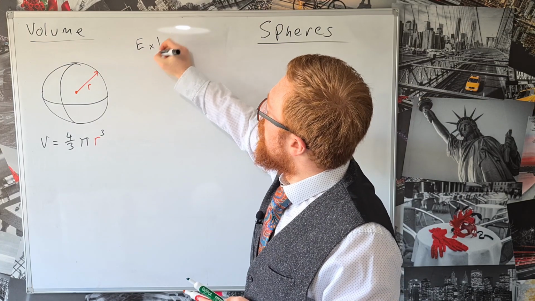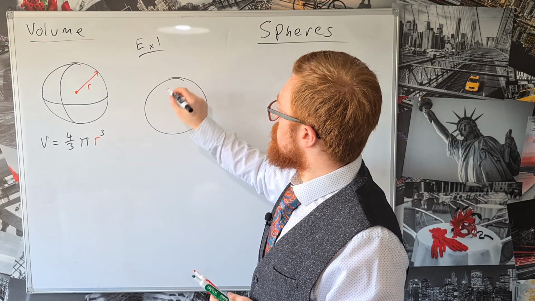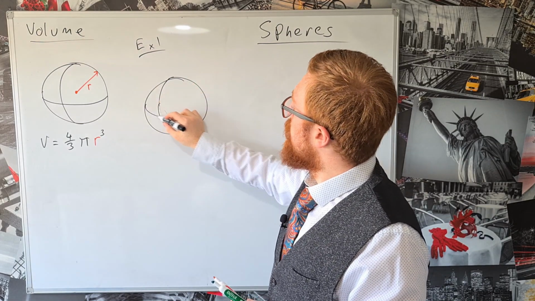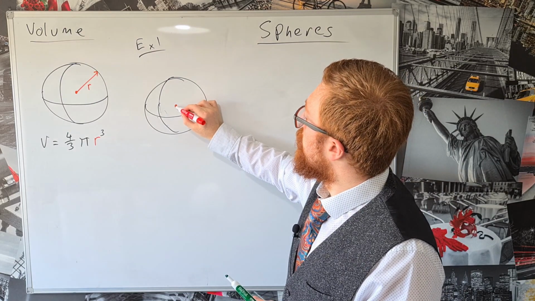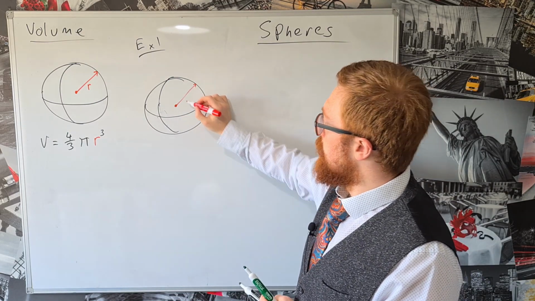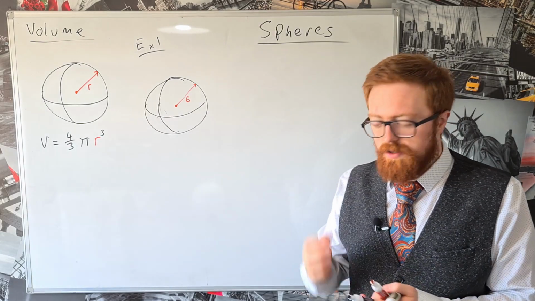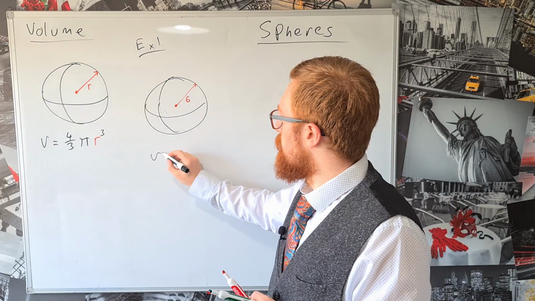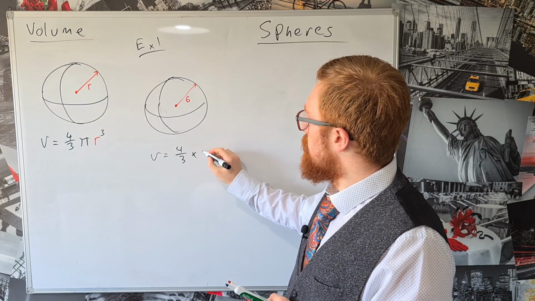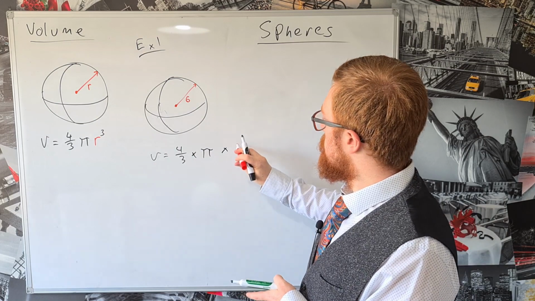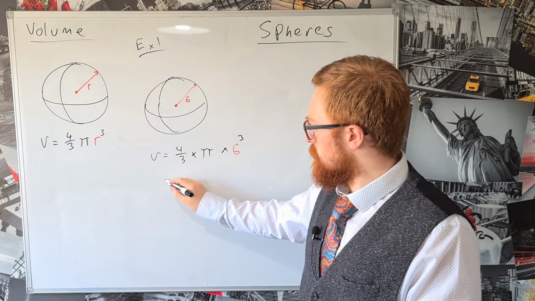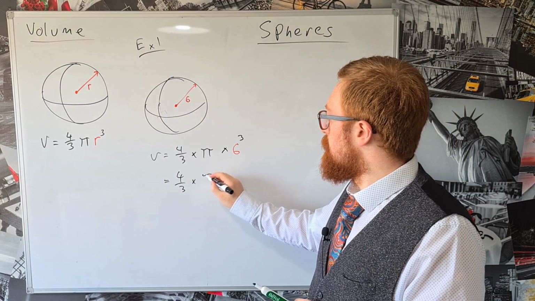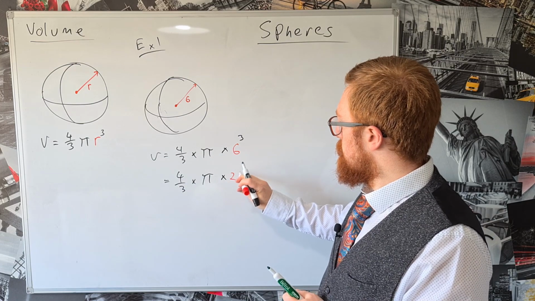Let's do an example here, where we have a sphere and it has a radius of, let's say, 6. So if we've got a sphere of radius 6, we simply plug it into this formula. The volume is equal to 4/3 times pi times 6 cubed. Well, 6 cubed is 216, so you've got 4/3 times pi times 216.